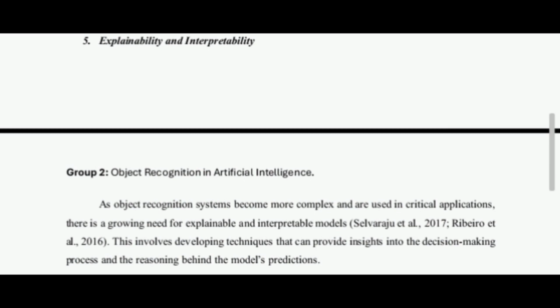Number 5. Explainability and interpretability. As object recognition systems become more complex and are used in critical applications, there is a growing need for explainable and interpretable models. Selvaraju 2017, Ribeiro et al. 2016. This involves developing techniques that can provide insights into the decision-making process and the reasoning behind the model's predictions.